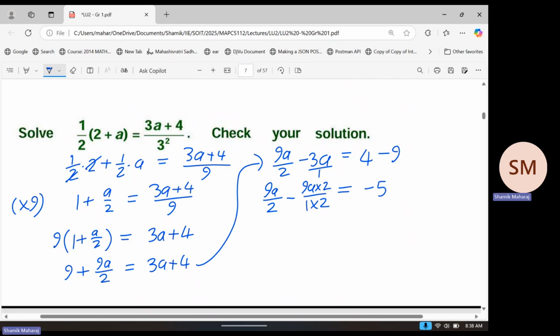Okay. So now the left-hand side, we continue here. This is the only problematic side. 9a/2 minus 6a over 2 will give me 3a. And at the bottom, we just have 2. Okay.